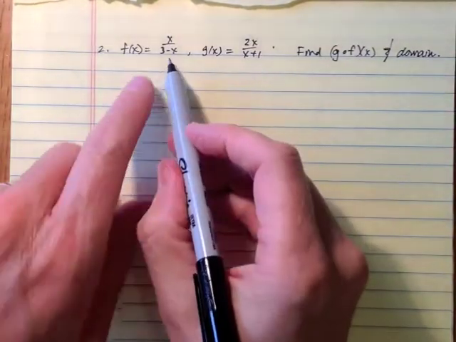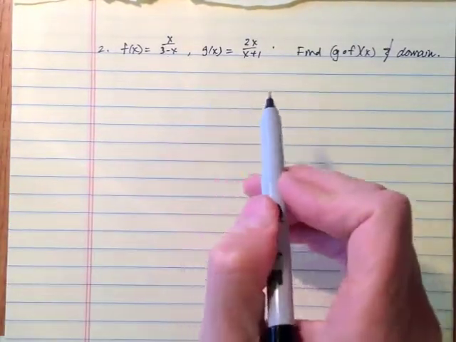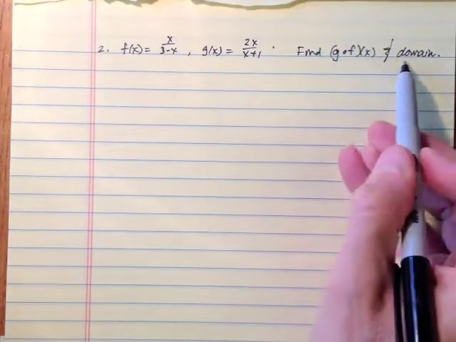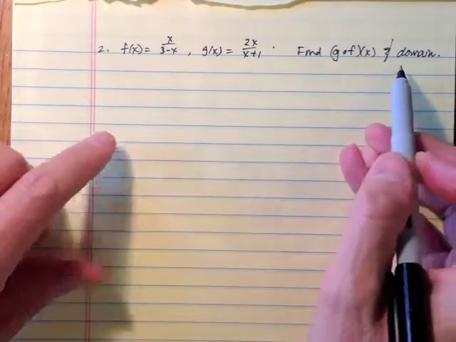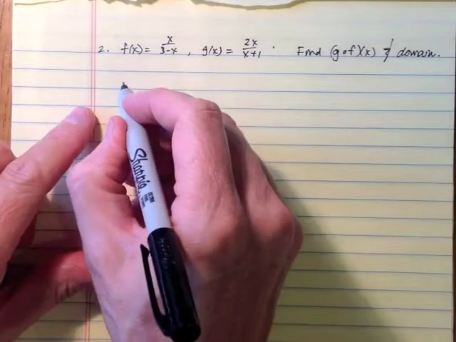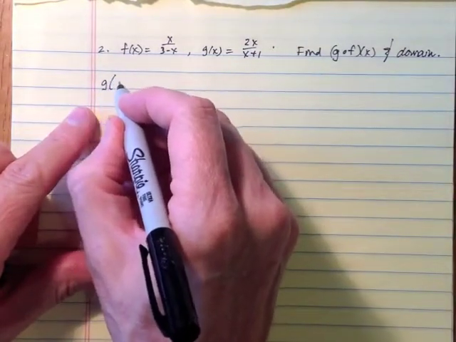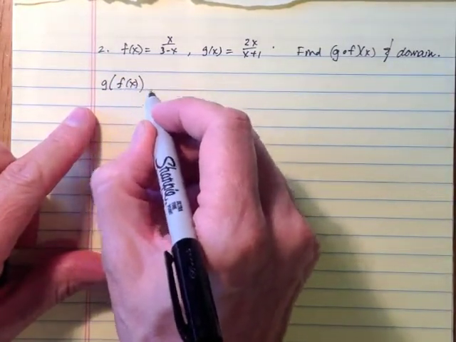For this example, let's use the same f and g, but now let's find g of f of x and its domain. So g of f, that's g of f of x.